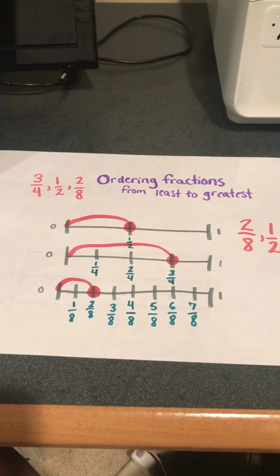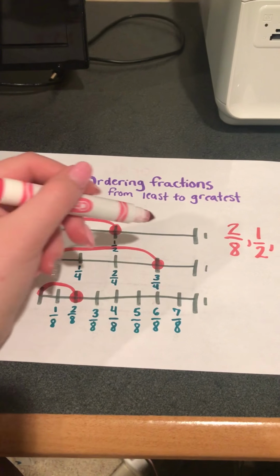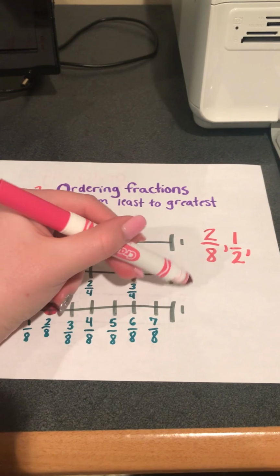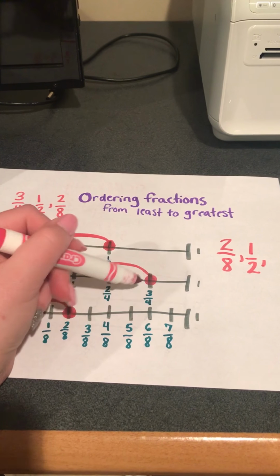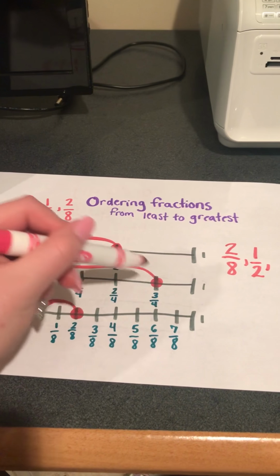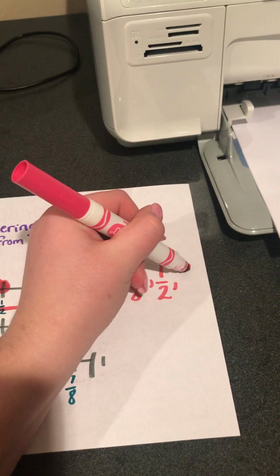And then my greatest fraction, which is also my largest fraction, is going to be closest to 1 over here. So my greatest fraction is 3/4. So I'm going to write that right over here.